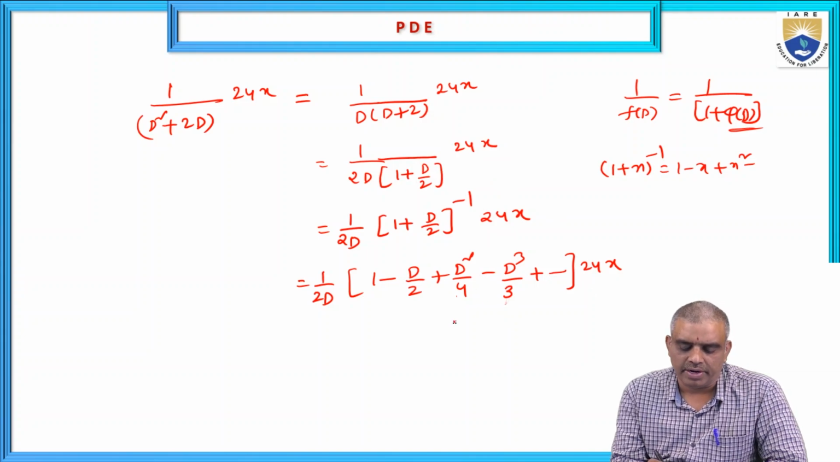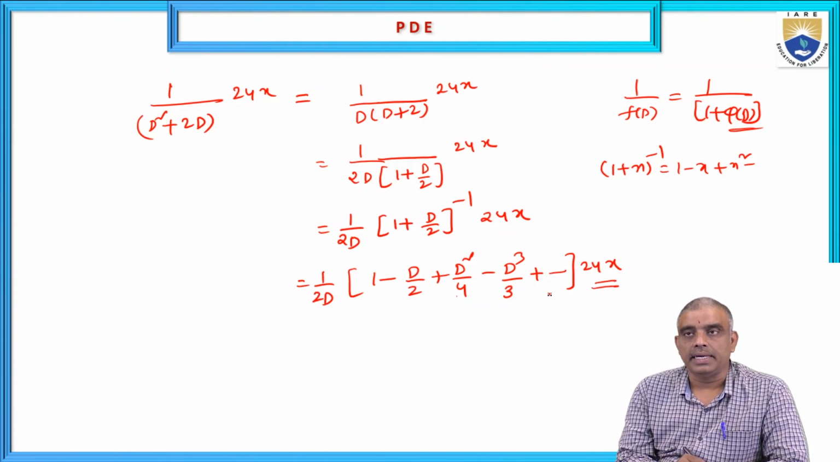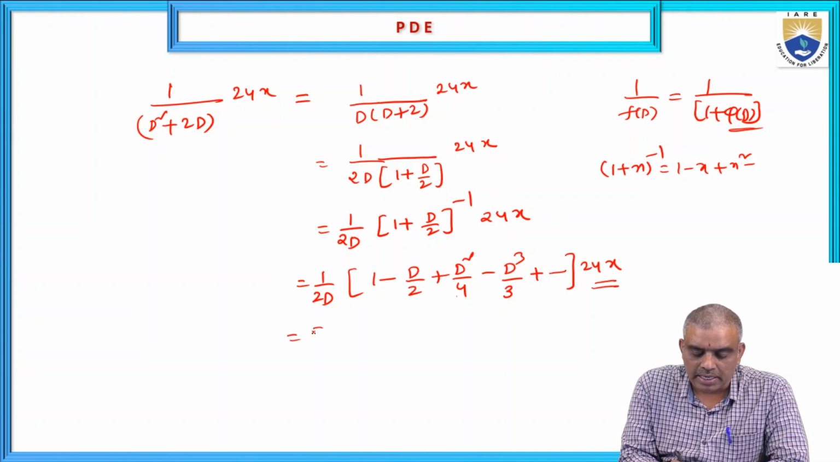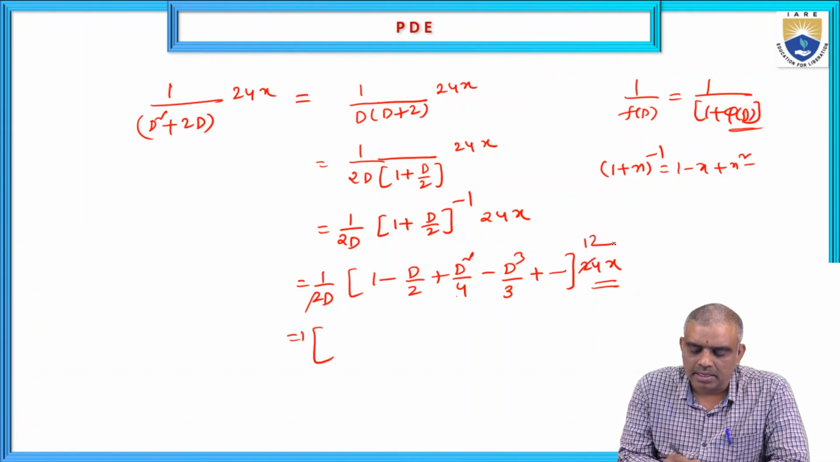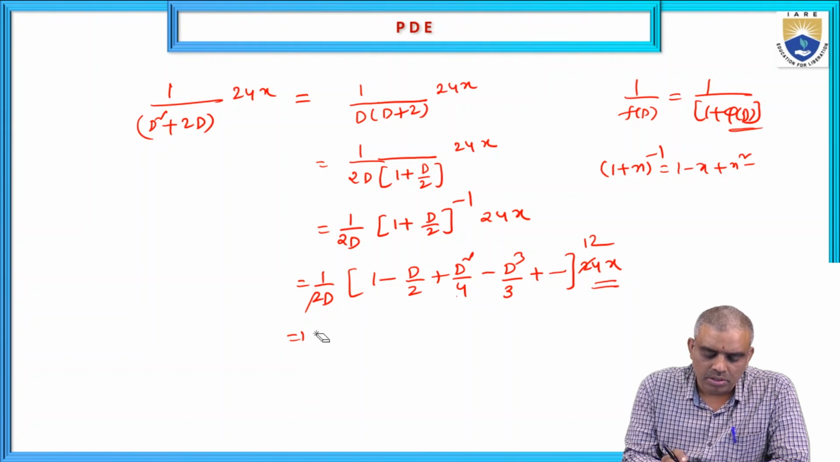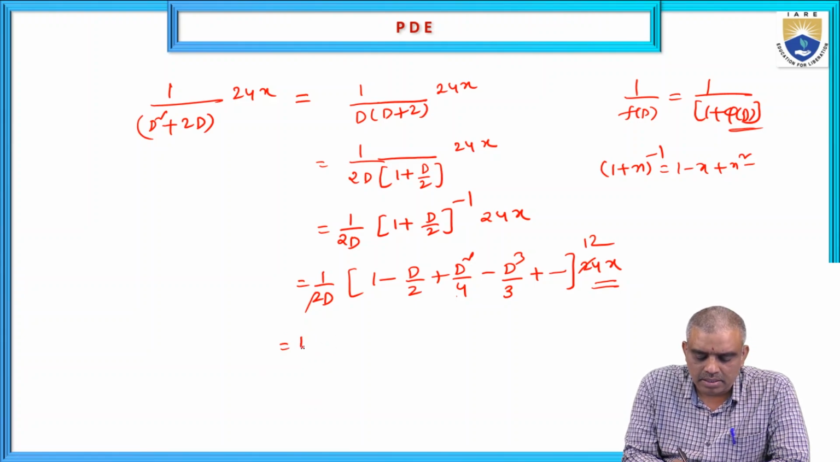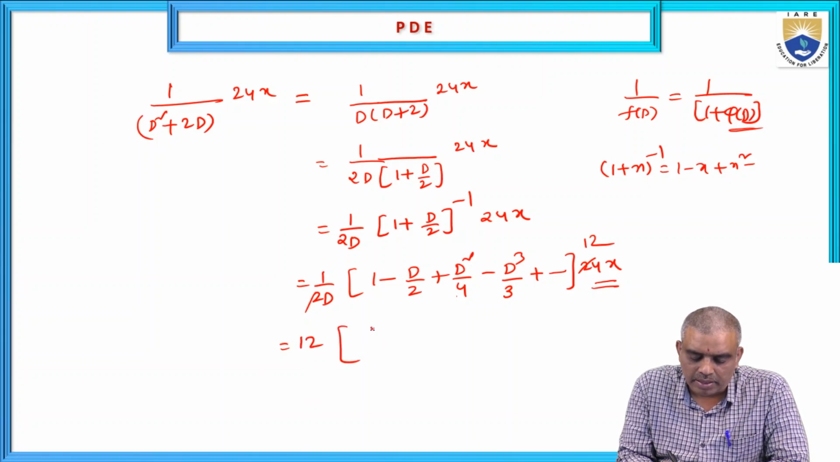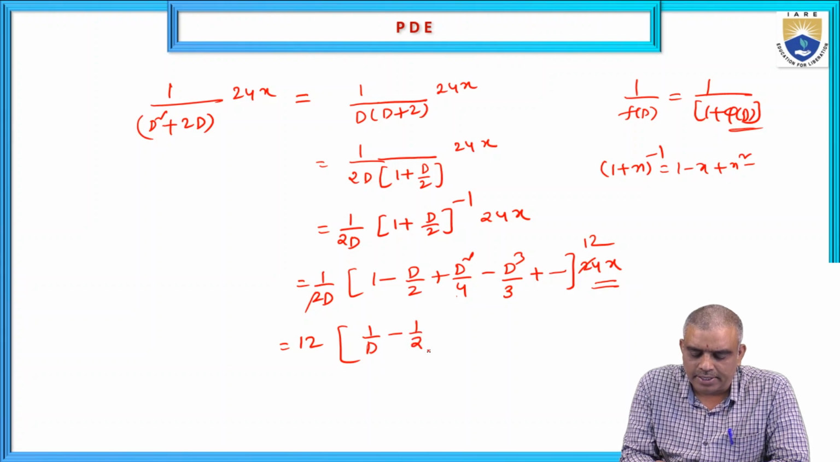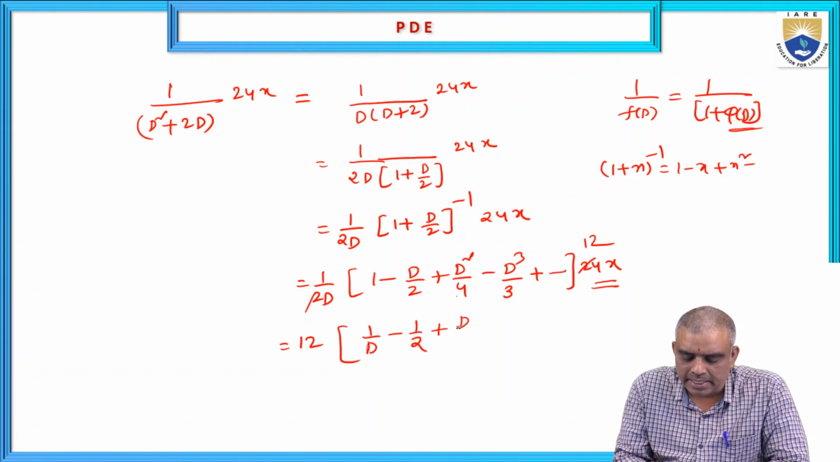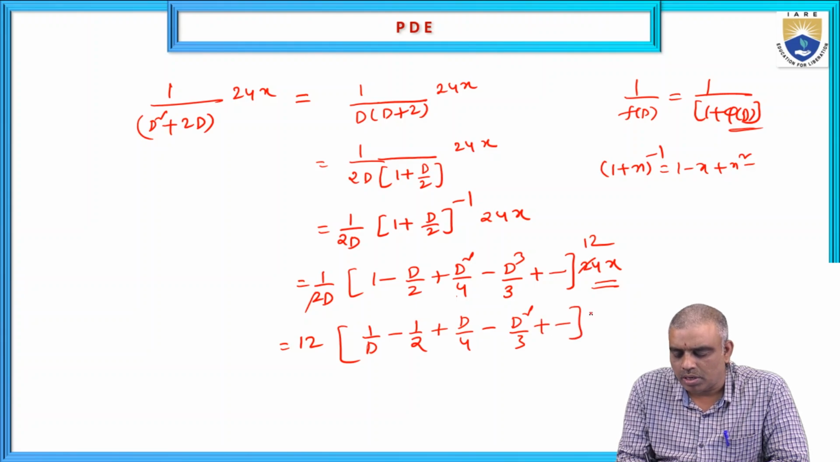But here we require only up to the term containing x power 1. So on multiplying 1/(2D), 1/2 times 24 is 12. So we can write 12 times 1/D, and multiplying 1/D inside: first term 1/D, second term 1/2, next D/4 minus D²/8 plus so on, of x.